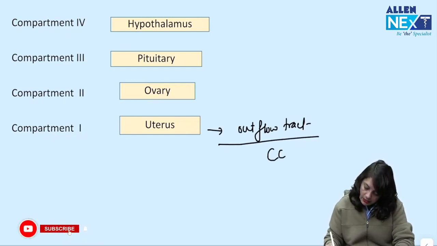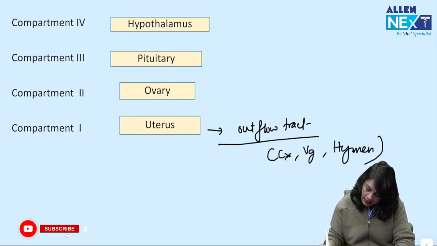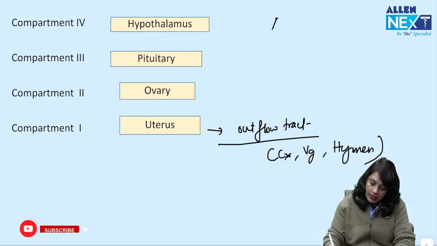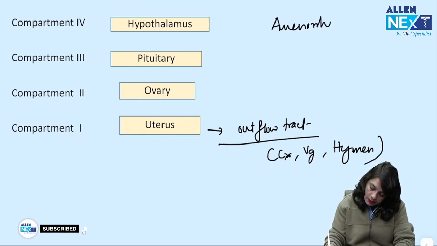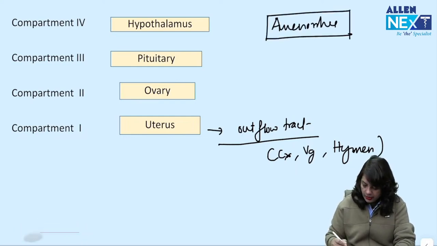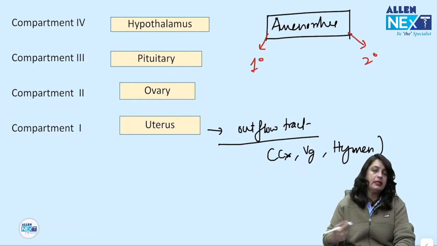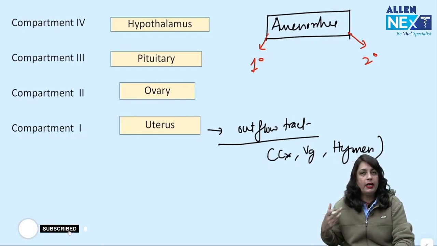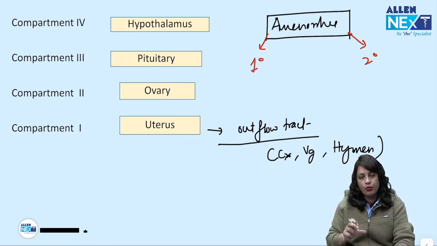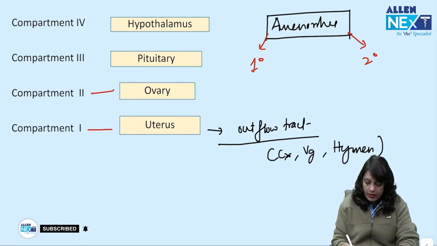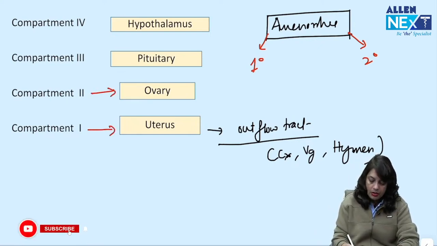Outflow tract means cervix, vagina, hymen. It is divided into 4 compartments. So, the cause of amenorrhea, whether it is primary amenorrhea or secondary amenorrhea, lies in these compartments. So, we usually try to rule out the causes of uterus and its outflow tract first. So, it is given as compartment number 1, ovarian causes compartment number 2, compartment number 3 pituitary causes, compartment number 4 hypothalamic causes.